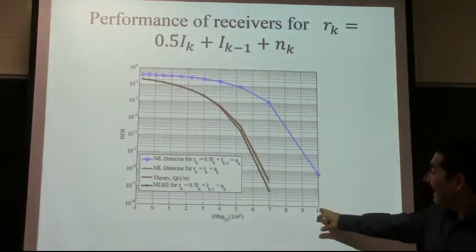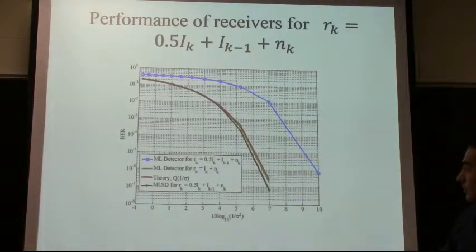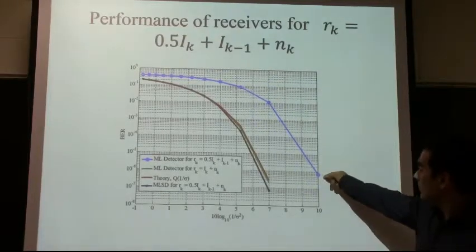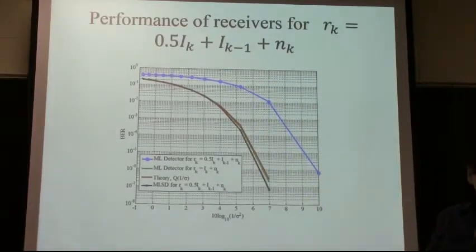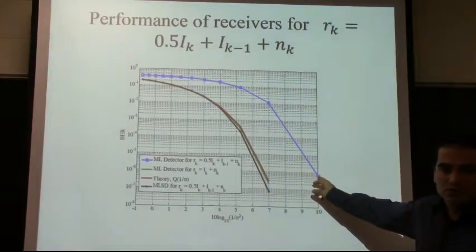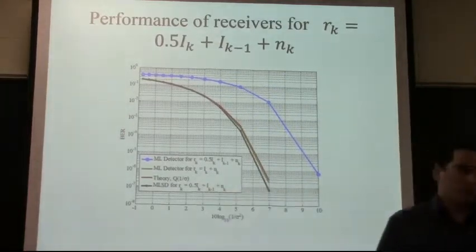At this SNR, the error goes to 10 to the minus 6, something like that. This is not working; you cannot use this one for a system with memory. The only way is maximum likelihood sequence detection.